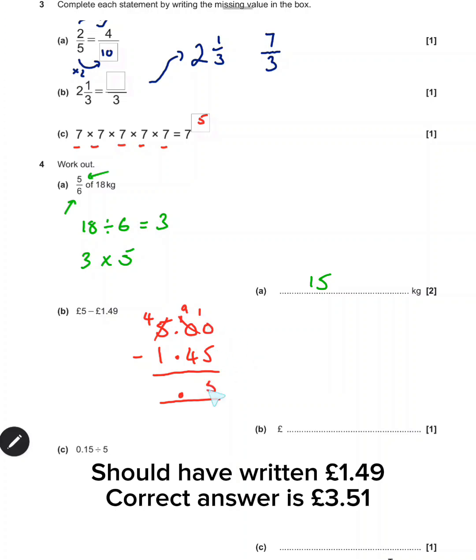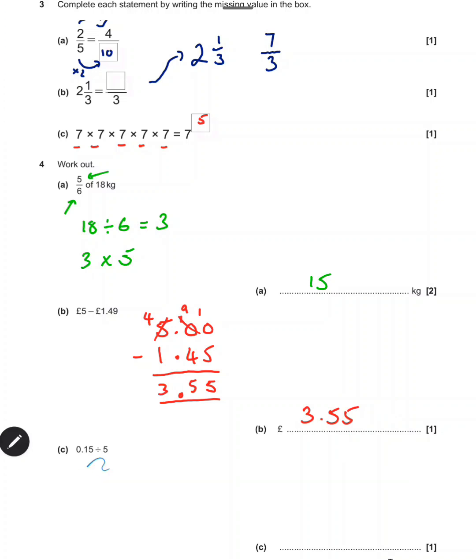Now we've got 10 take 5 is 5. 9 take 4 is also 5. And 4 take 1 is 3. We've got £3.55. And part C, we've got to do 0.15 divided by 5.